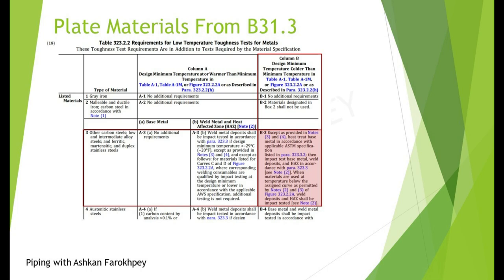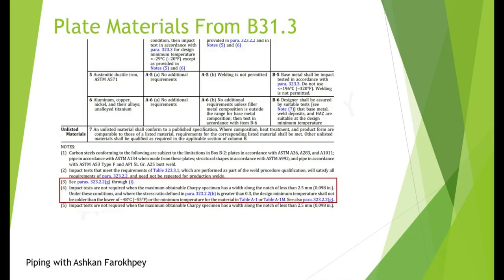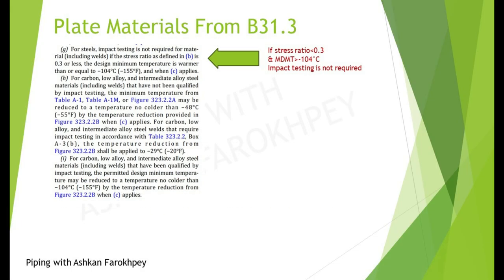Now let's review the referred notes in box B3 to be sure that we are not missing anything. Note 3 tells us to see paragraphs G through I of section 323.2.2. I've provided the mentioned notes here. Note G says that if the stress ratio is below 0.3 and the minimum design temperature is warmer than minus 104 degrees centigrade, impact testing is not required. It is getting interesting, no? It is somehow exempting us from doing impact tests, which reduces the time and cost of the project.